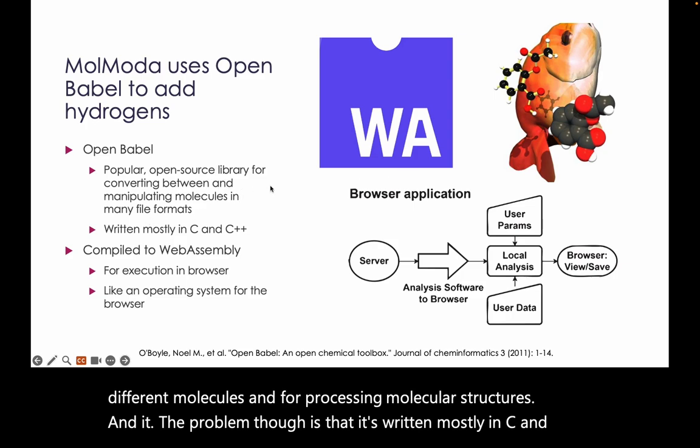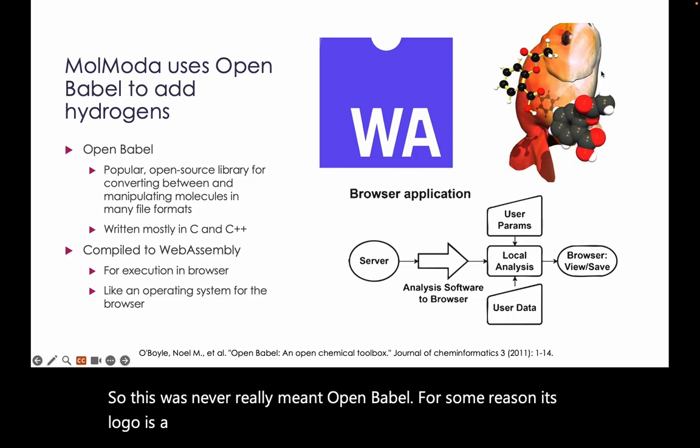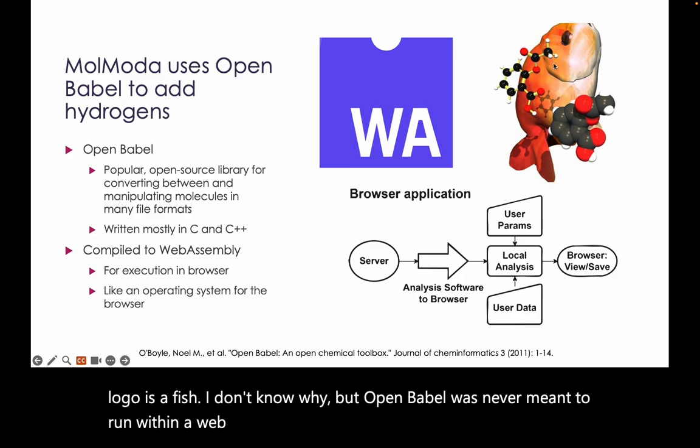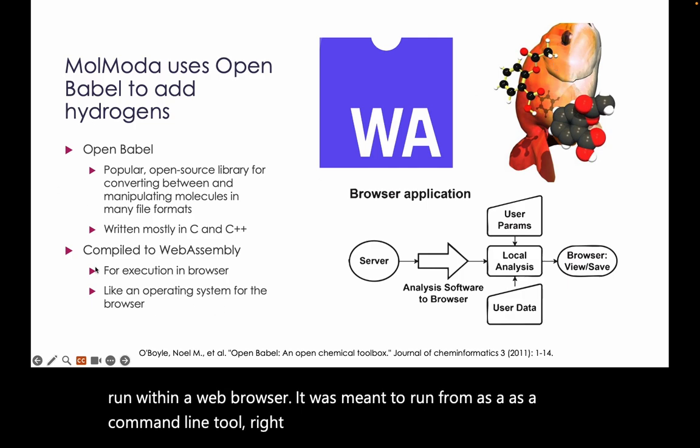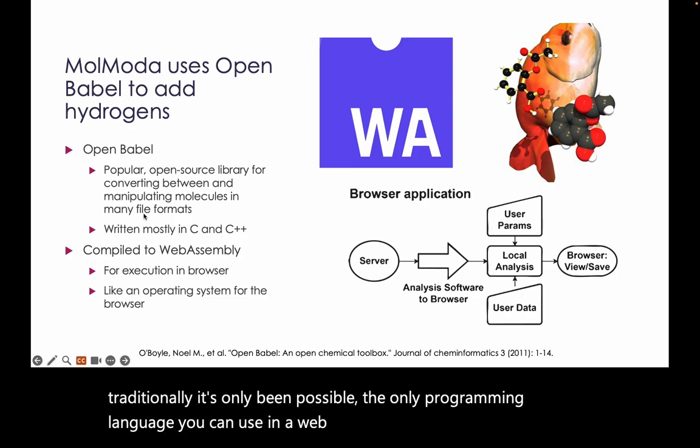OpenBabel, for some reason its logo is a fish, I don't know why, was never meant to run within a web browser. It was meant to run as a command line tool, right? And that's because in a web browser, traditionally, the only programming language you can use is JavaScript, right?